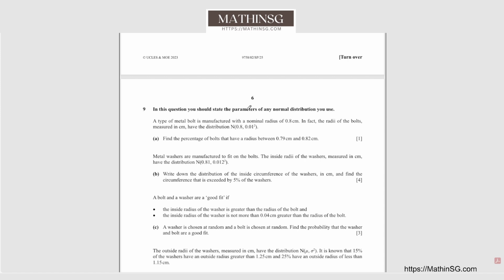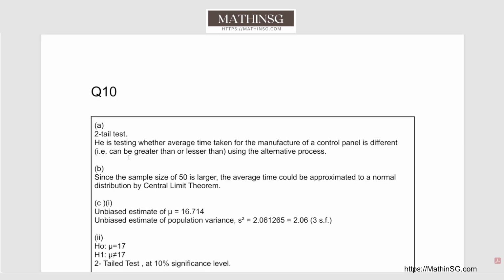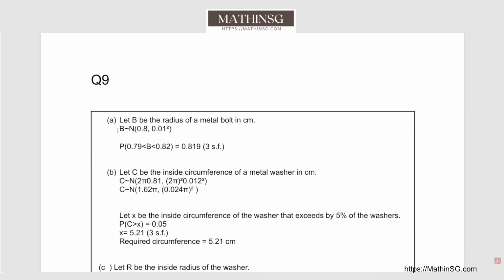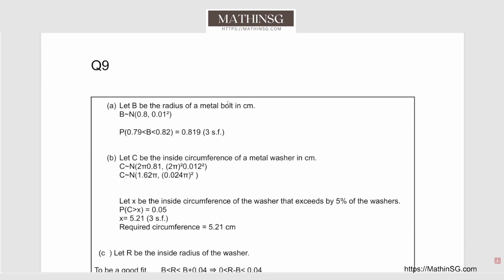A type of metal bolt is manufactured with a nominal radius of 0.8 cm. In fact, the radii of the bolts measured in cm have a distribution that takes a normal distribution of 0.8, 0.01 squared. You're asked to find the percentage of bolts that have a radius between 0.79 and 0.82 cm. To do this question, the first thing you need to do is to define what takes the normal distribution 0.8, 0.01 squared. So I will first let B be the radius of a metal bolt in cm. So B takes normal distribution 0.8, 0.01 squared.